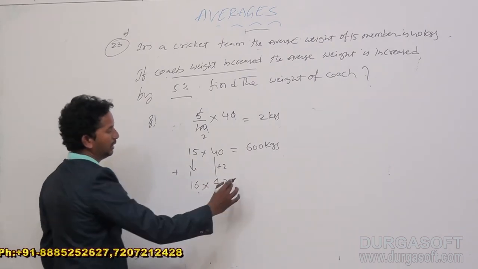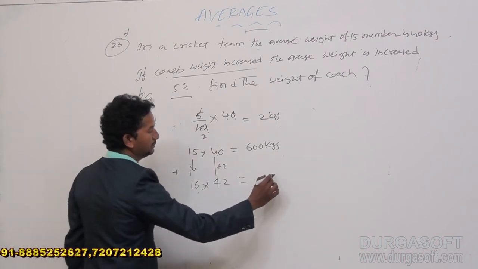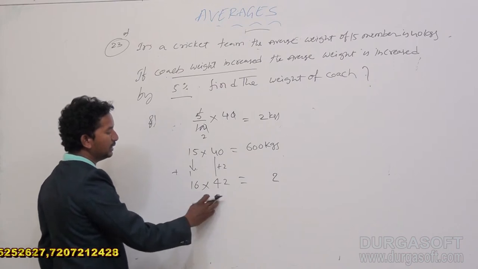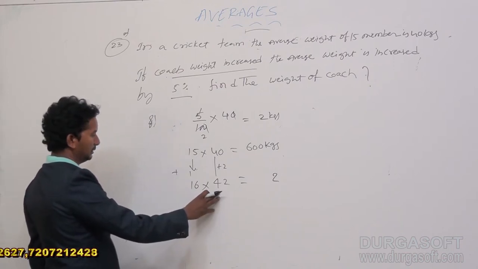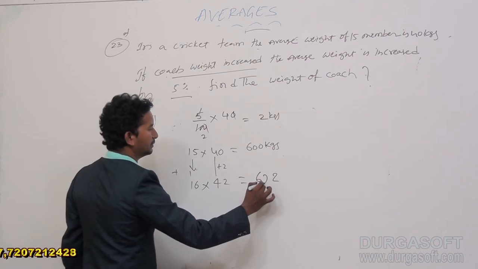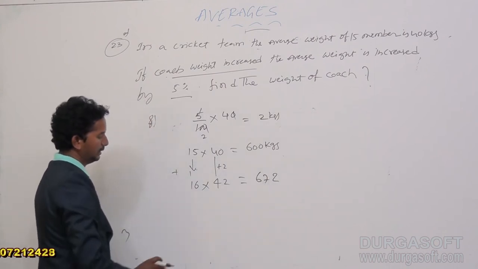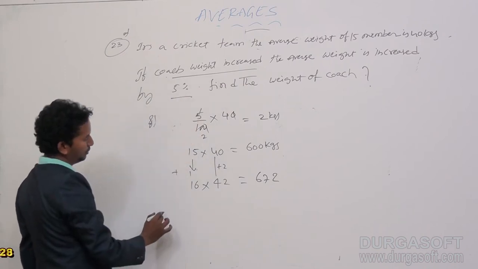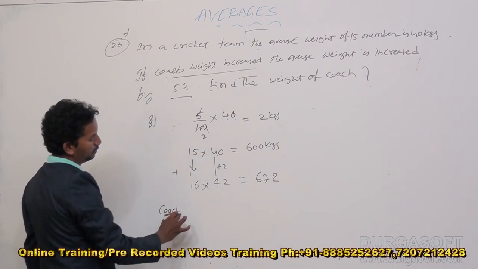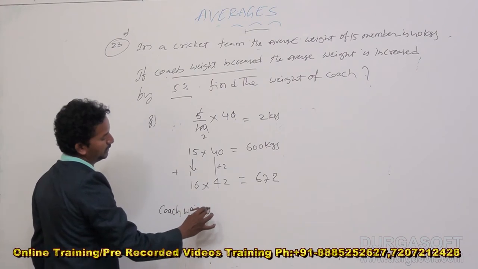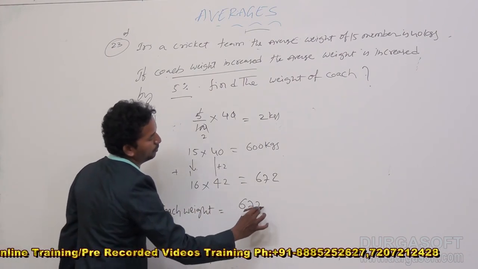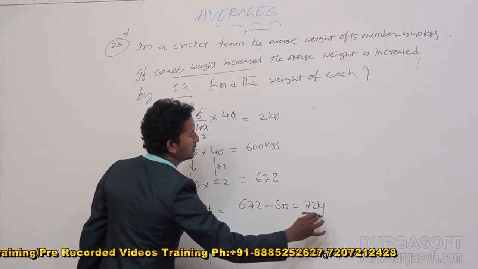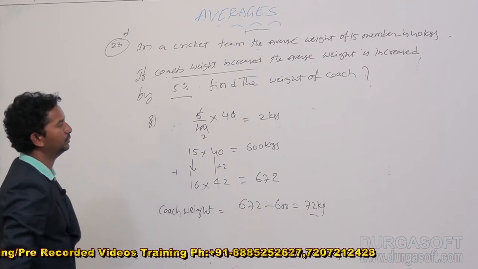So now 16 into 42: 16 twos are 32, carry 3, again 16 fours are 64, 64 plus 3 is 67, giving 672. Now to find the coach's weight, 672 minus 600 is 72 kgs. So the coach's weight is 72 kgs.